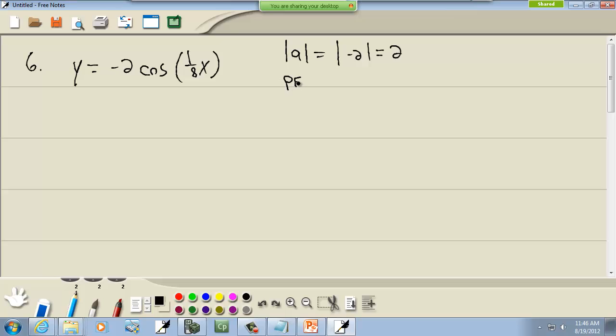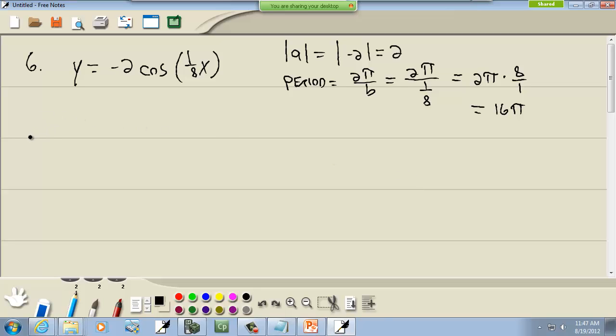Our period is going to be 2 pi over b, and b is whatever number is with your x. So this is going to be 2 pi over 1/8. Again, whenever you have a single fraction downstairs, you can flip it and multiply it times the top part. So this is 2 pi times 8 over 1, which gives us 16 pi.